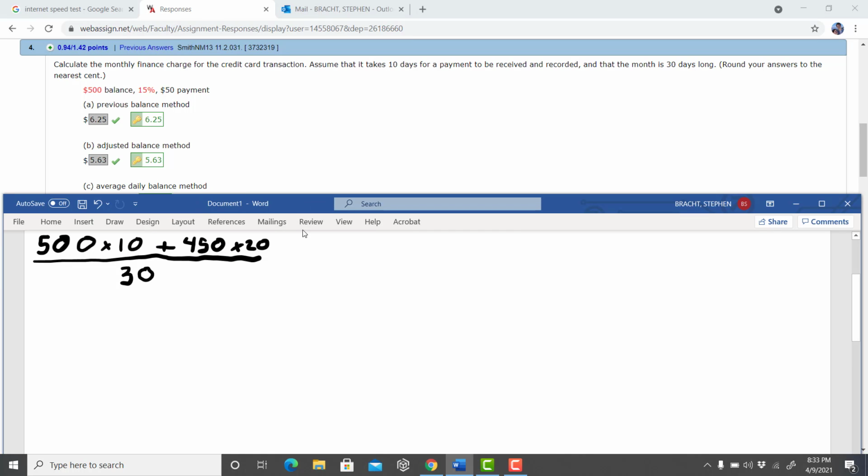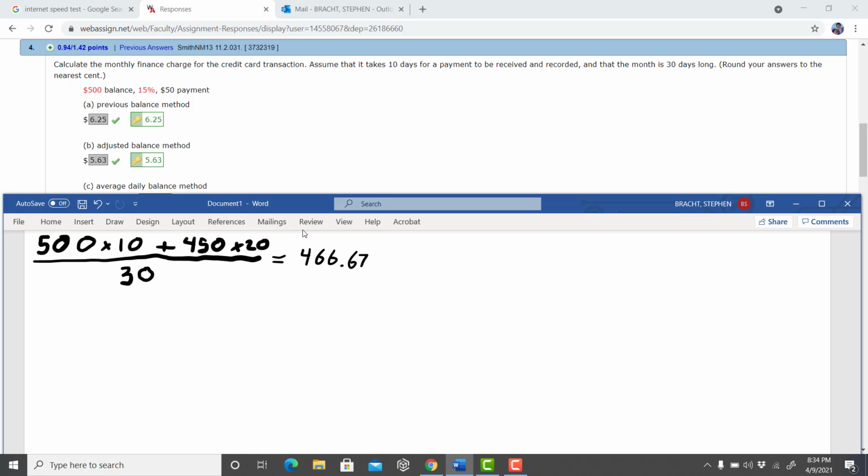So when I work this out, you work that out on your calculator, that works out to be $466.67. Okay. And we treat this as the principal when we're calculating the interest. This is the average daily balance, and we'll treat that as the principal.